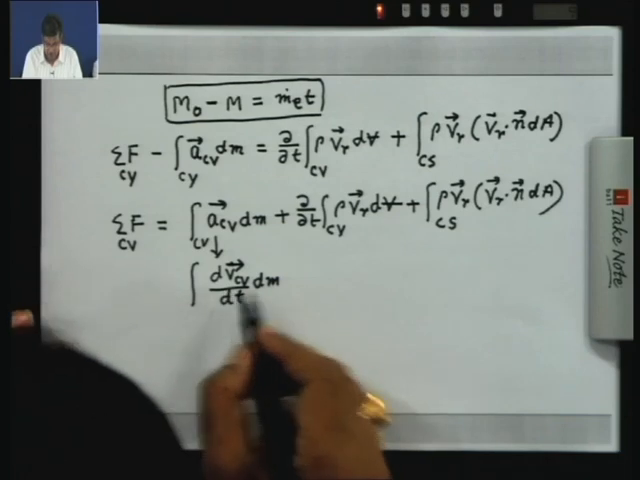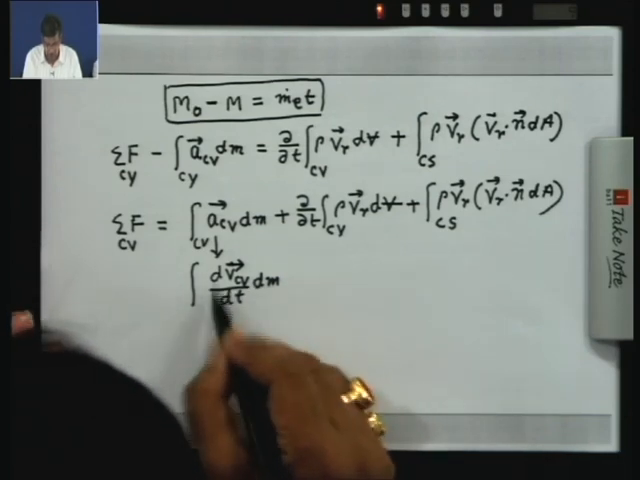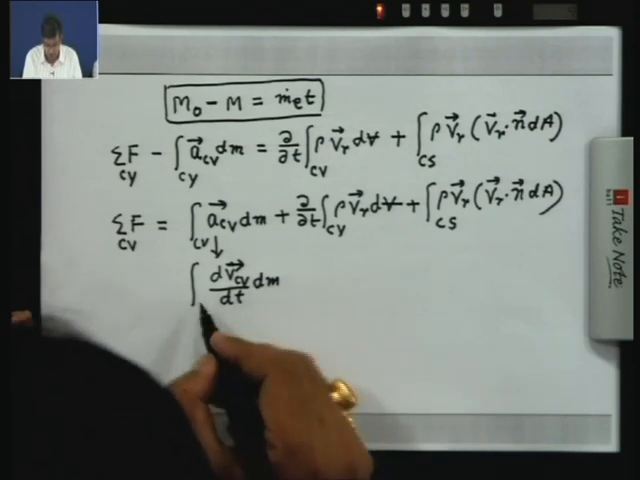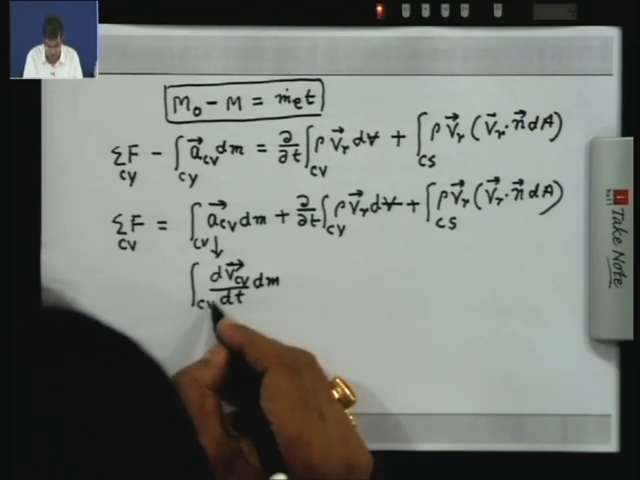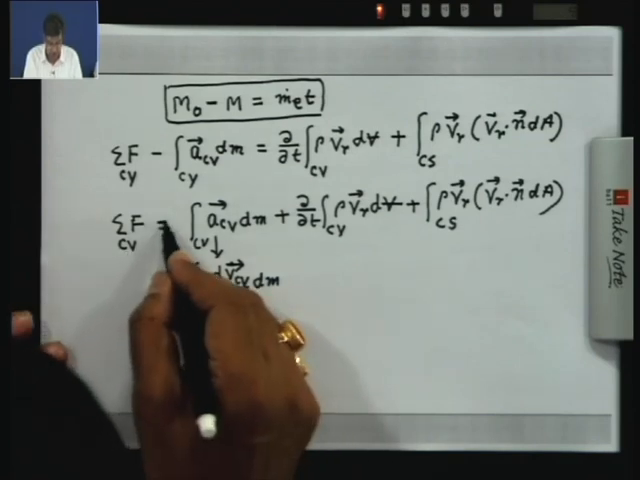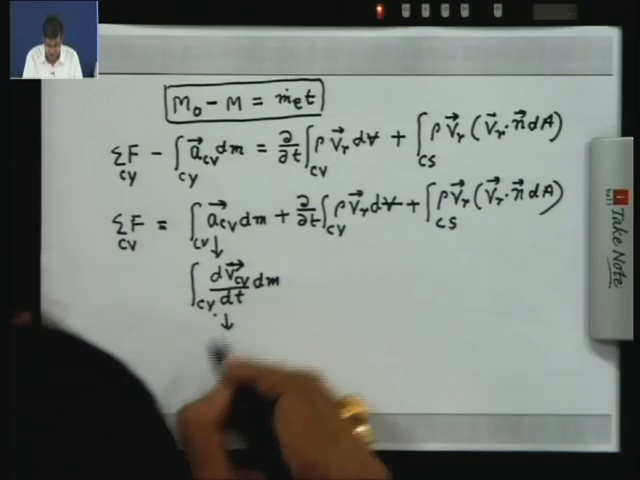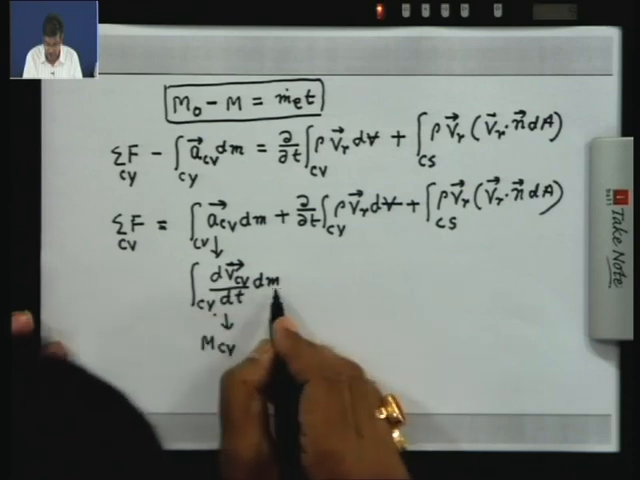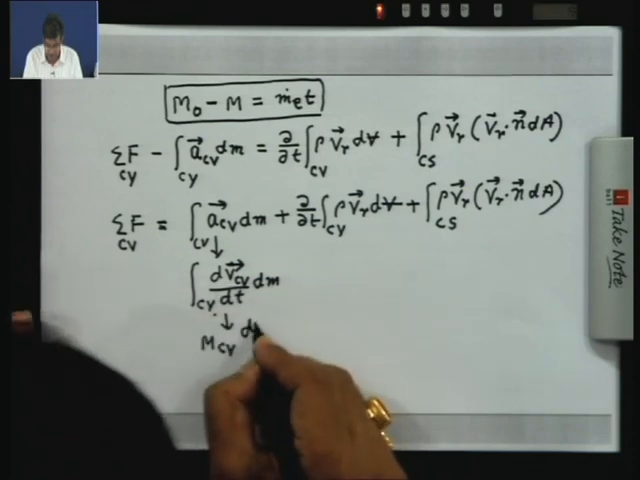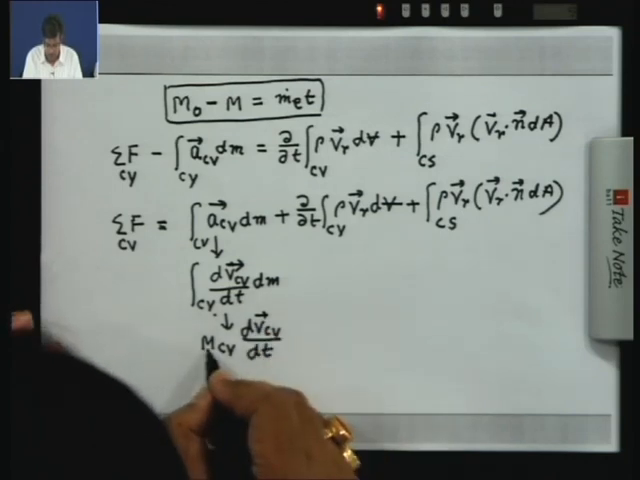If we consider that this is constant over all the particles in the control volume, that the acceleration of the control volume is the same within the control volume itself, this becomes equal to, the left hand side I am not doing now, I leave it. Now I am just solving the right hand side. We can write the mass of the control volume, because it comes out of the integral of dm, times dVCV dt. That means the mass times the rate of change of velocity of the control volume.